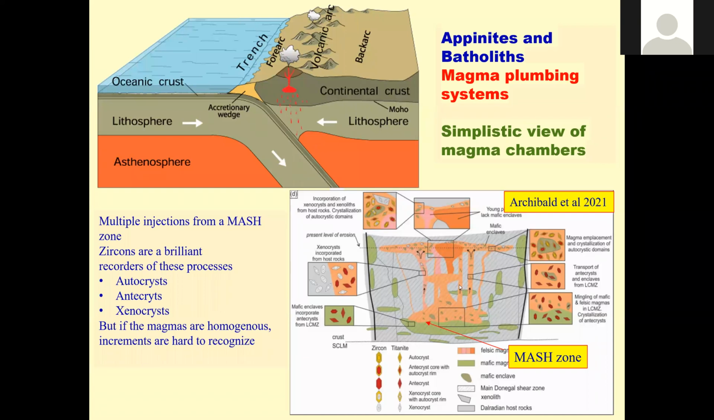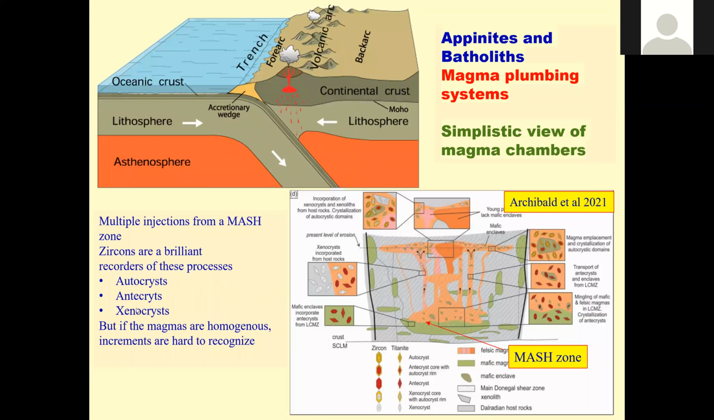But I like this cartoon of Donnelly's here, where he's envisaging some of the dynamics that go on within a magma chamber and its emplacement. We now know that magma chambers are really very complex, that there are multiple injections from a lower crustal zone known as a MASH zone, where there's melting, assimilation, and a lot of hybridization going on. And we've got evidence of this sort of multiple incremental emplacement of these magmas.